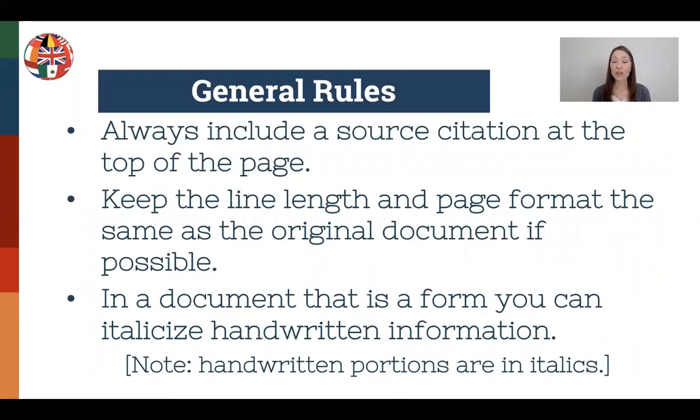You want to keep the line length and the page format the same as the original document if at all possible. In a document that is a form, so you've got part of it printed and the other part handwritten, you could italicize the handwritten information. If you do that, just put a note right under your source citation. Handwritten portions are in italics, okay?